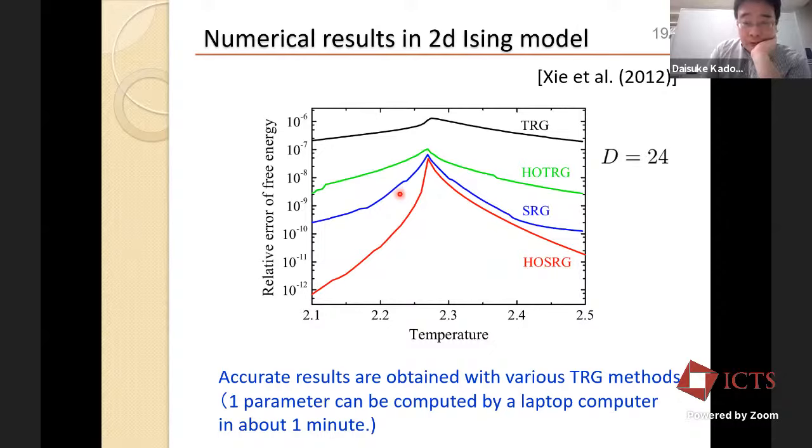And in this figure, the results obtained from the other methods are also plotted. This curve is the result of TRG, which I explained, and as clearly seen in this figure, the magnitude of relative error is of the order of 10 to the minus 6 or 10 to the minus 7. So very accurate results are obtained with the TRG method.